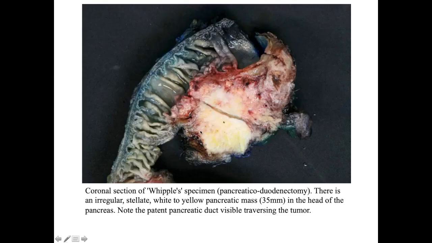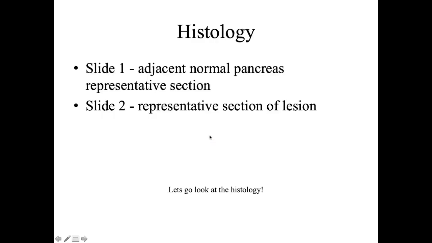So after the surgeon resected the lesion, we received it, and we were able to gross it, ink it, and you could see that this is an irregular stellate white to yellow pancreatic mass. It's pretty large. It's 3.5 centimeters in the head of the pancreas. Here's the duodenum. Here is likely a cross section of the ampulla of Vater right here. So this is the patent duct visible traversing the tumor. I think we're seeing also one right here. Yeah, that's the one right here. And the inking just tells us where the margins are. Inking is very important in pathology.